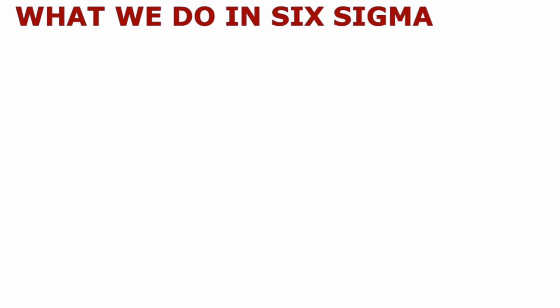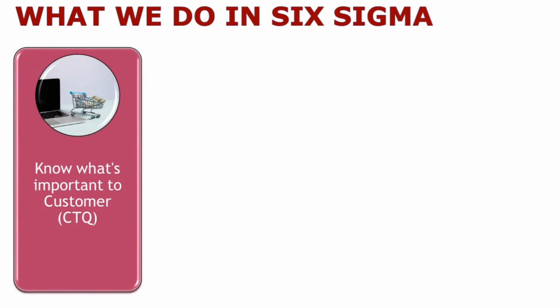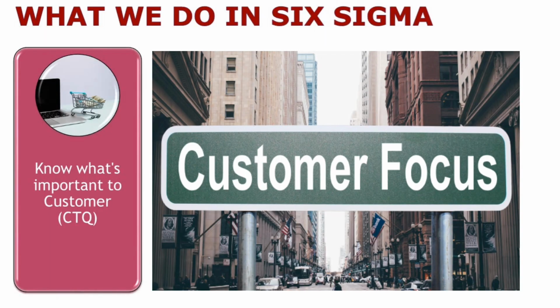In Six Sigma, we focus on four key principles that drive process improvement. Let's break them down. First one is know what's important to the customer. The first step is to understand what matters most to our customers.